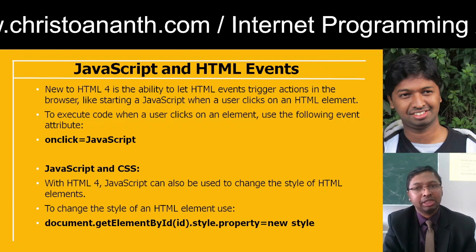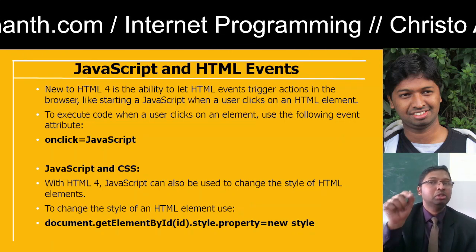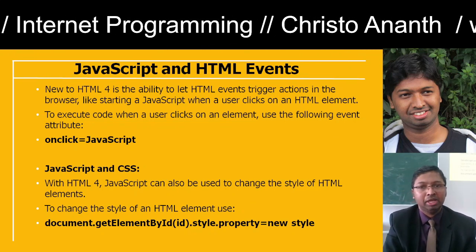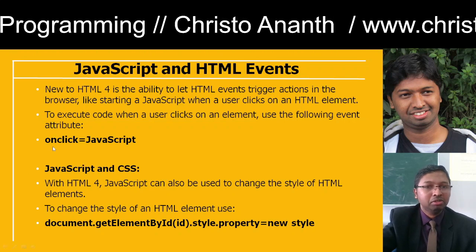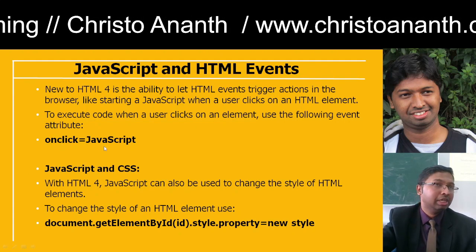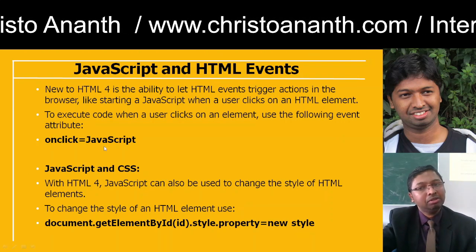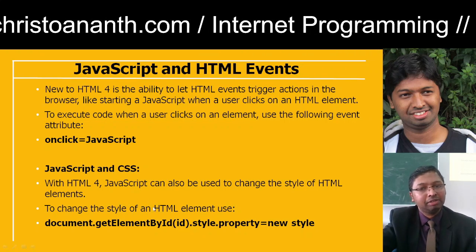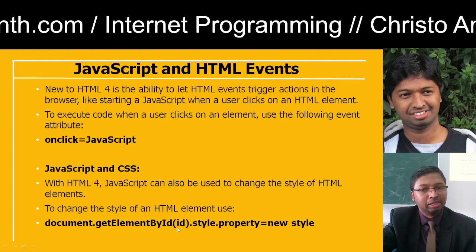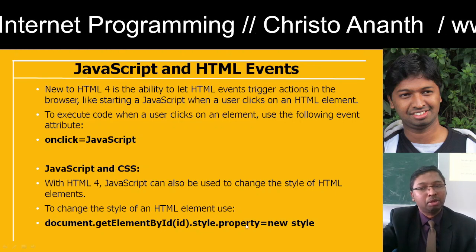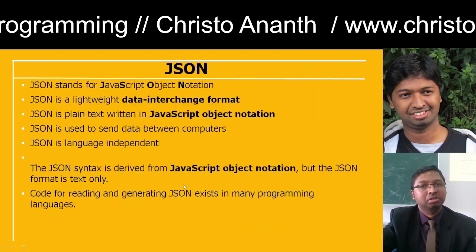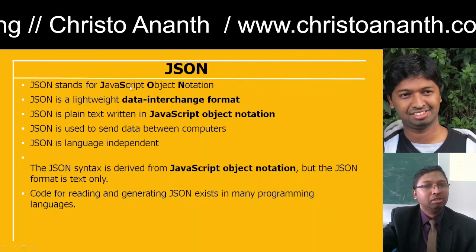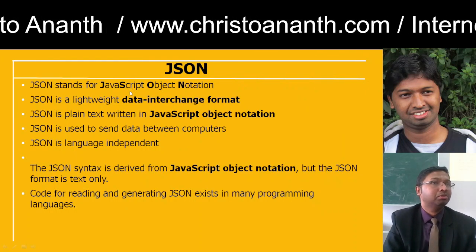Maybe you can go for starting the JavaScript when the user clicks on the HTML element, and in order to execute this one, you can have onclick equal to JavaScript. Okay, and similarly you can use it for CSS also. You can use the style of the HTML element: document.getElementById().style.property equal to new style. So this is JSON, okay, JavaScript Object Notation.